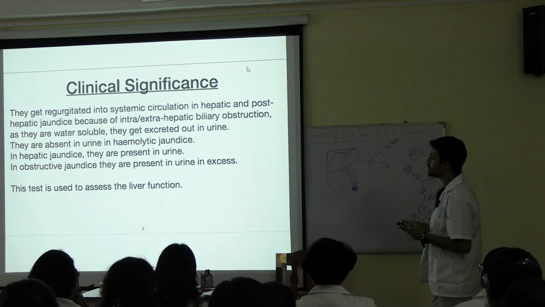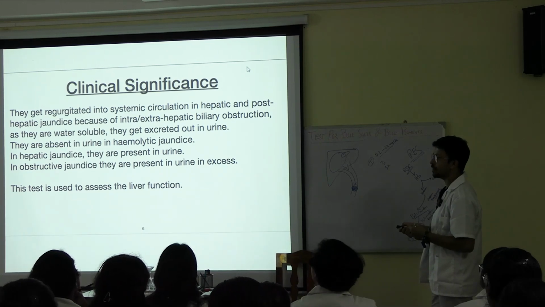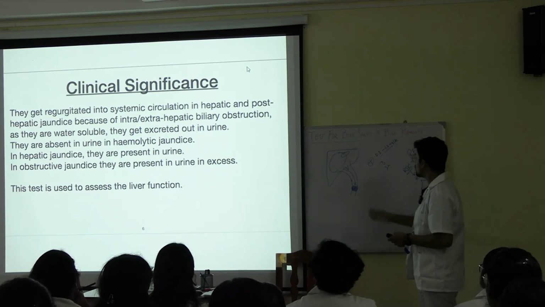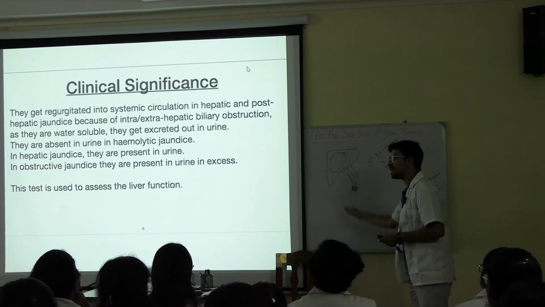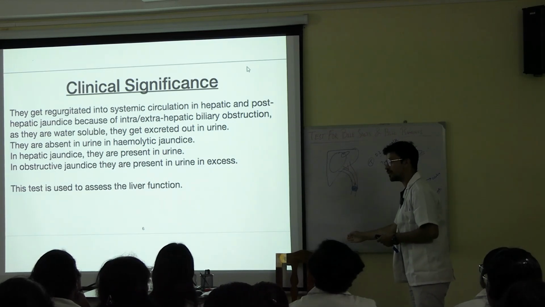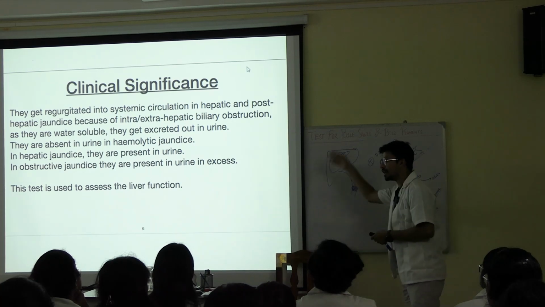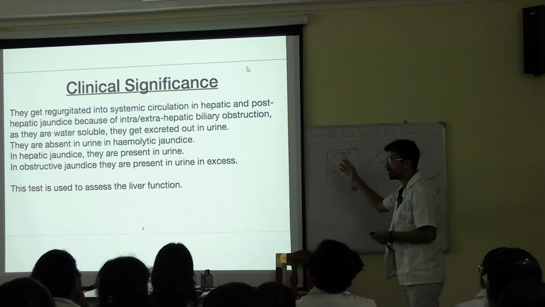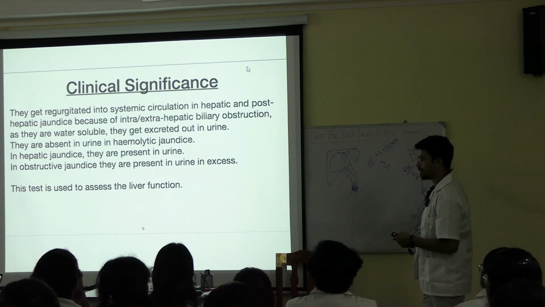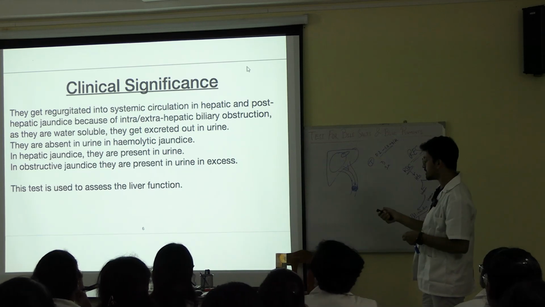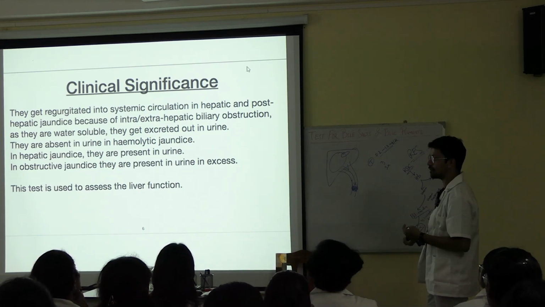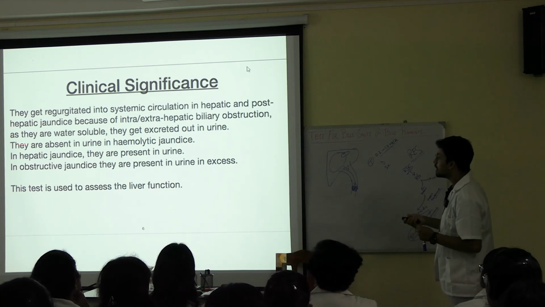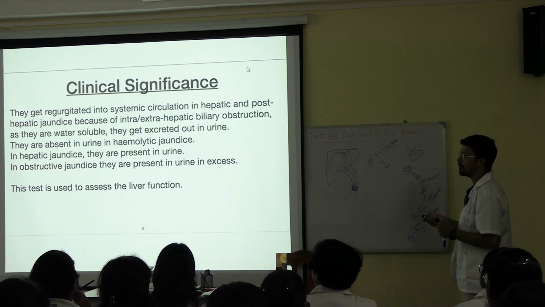In case of hemolytic jaundice, they are absent in urine. Why? There is no pathology here. Bile salts are coming down as it is, and getting reabsorbed from the enterohepatic circulation, 99% of it. Hemolytic jaundice is a completely separate thing. That's why in case of hemolytic jaundice, bile salts are absent in urine. There is no point of bile salts coming into the urine. Understandable?